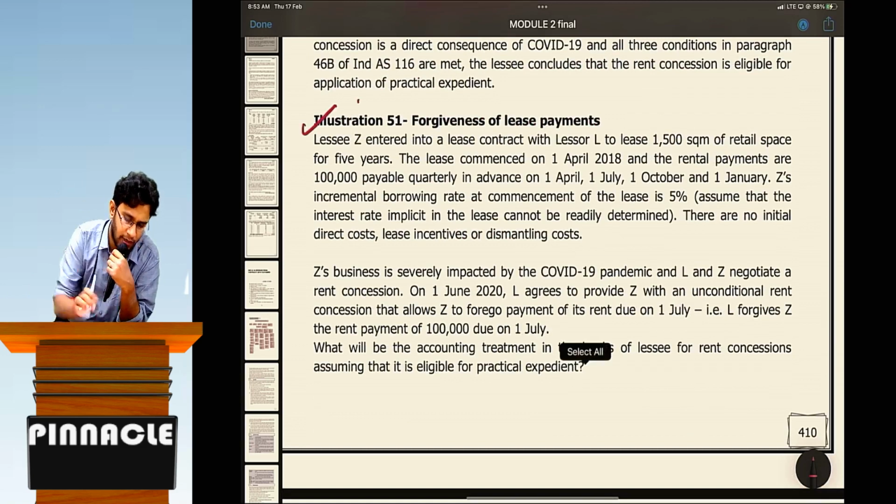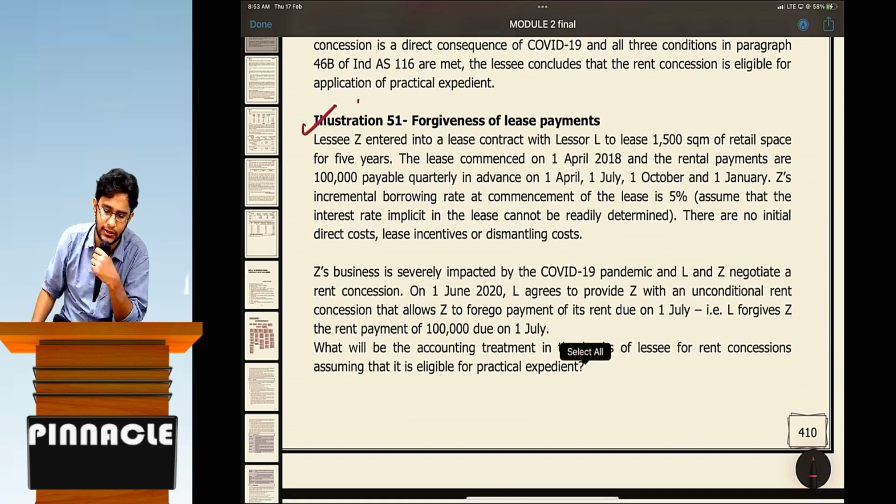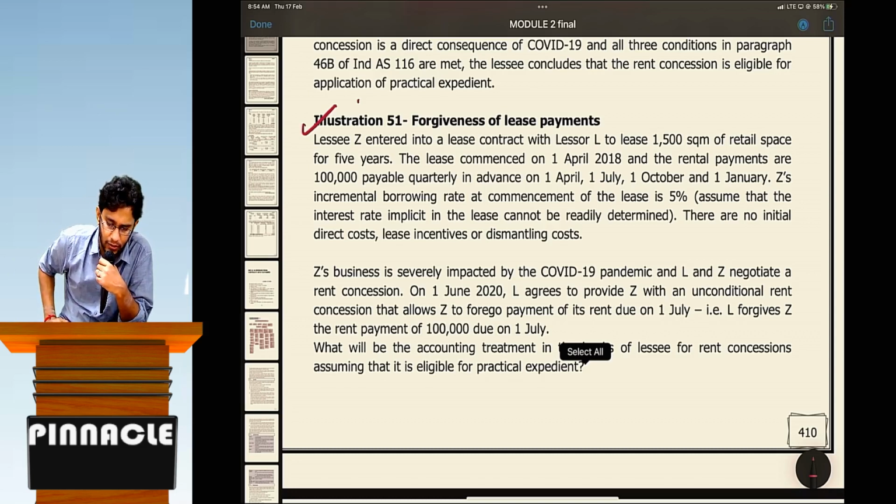Next. Lessee Z entered into a lease contract with lessor L to lease 1500 square meters of retail space for 5 years. It took space for 5 years. The lease commenced on 1/4/2018 and the rent payments are 1 lakh payable quarterly, that too in advance on 1st April, July, October, January. At the beginning of each quarter you have to pay 1 lakh, 1 lakh, 1 lakh, 1 lakh. Z's incremental borrowing rate at the commencement of the lease is 5%. There are no initial direct costs, lease incentives or dismantling costs.